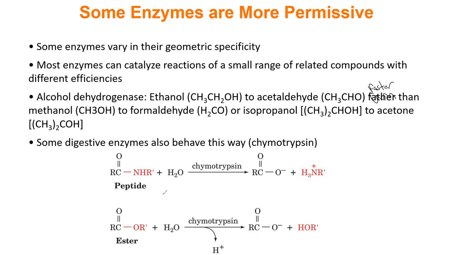We also have digestive enzymes doing the same thing here, chymotrypsin. What chymotrypsin does is that it breaks peptide bonds, but it can also break ester bonds. Not as fast, but it can. So some enzymes are permissive on what substrate they will accept. Not all enzymes, but some enzymes.